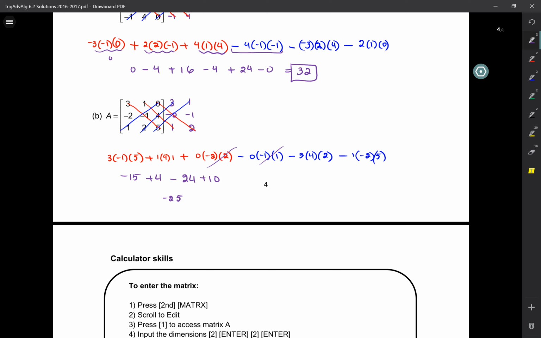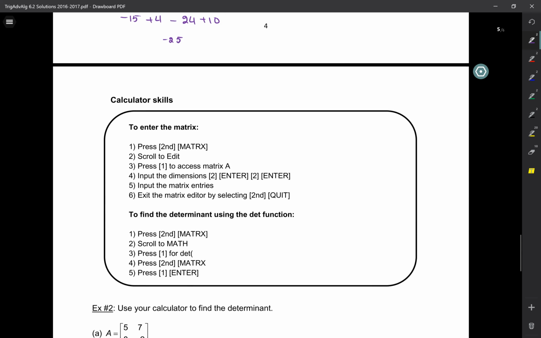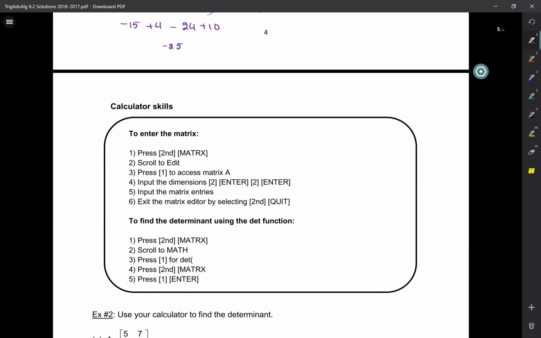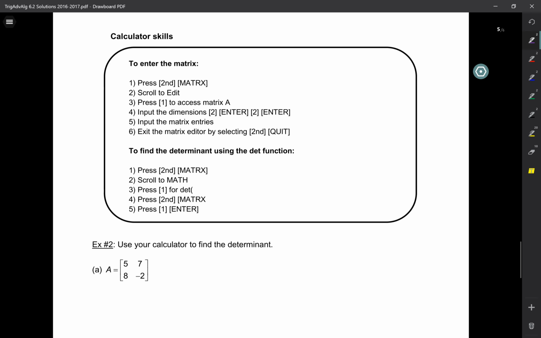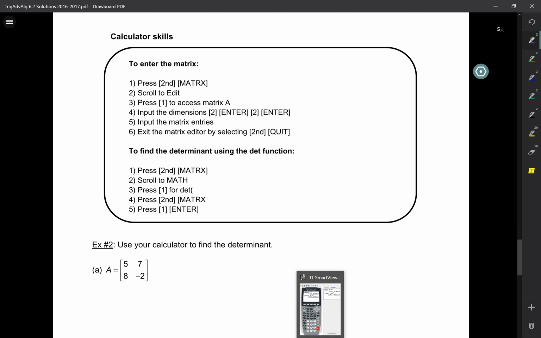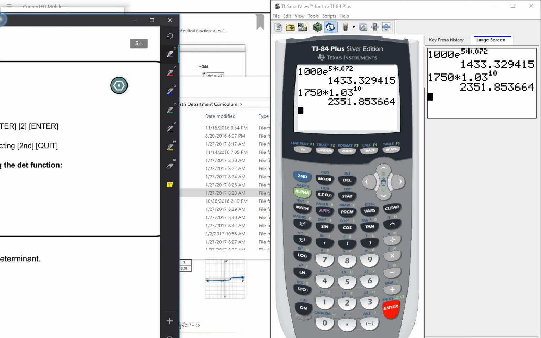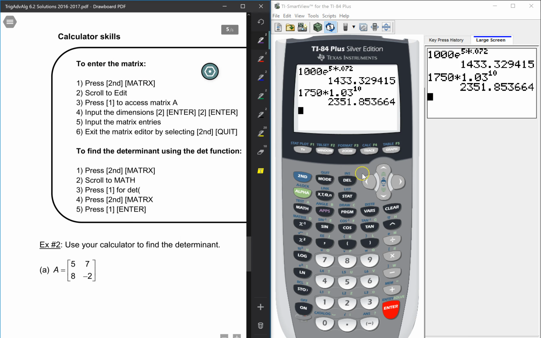Okay. So now, some calculator stuff. Okay, so take out your calculators. Yes. Okay. No, it needs to be a graphing calculator. I know how to do one of those.